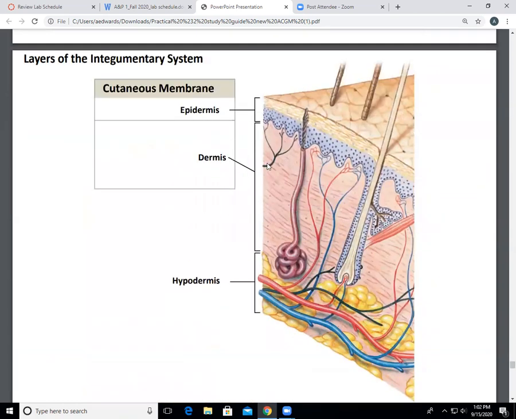One thing I do want to point out from lecture, I mentioned the epidermal ridges and the dermal papillae. So the blue dips, those are the epidermal ridges. And the pink sort of indentations going up, those are your dermal papillae.